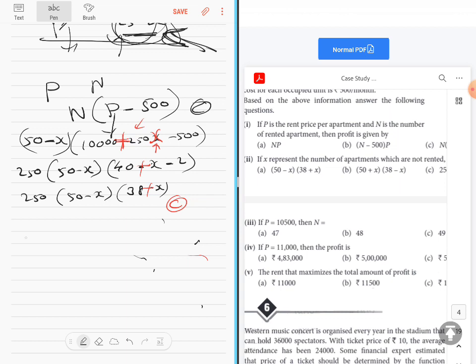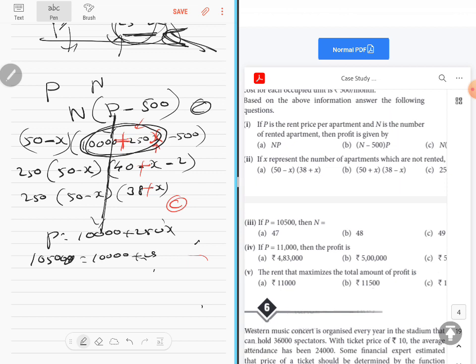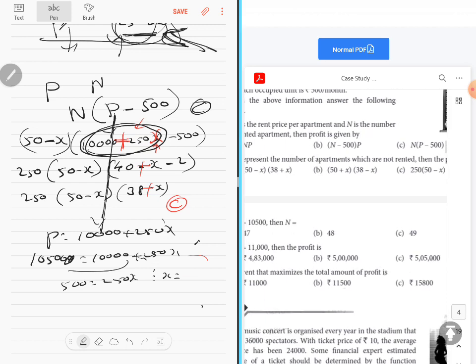So substitute it now. What does P stand for? The rent is 10,500. Then what is N? You can see P is nothing but 10,000 plus 250x. So since P is equal to 10,000 plus 250x, 10,500 is equal to 10,000 plus 250x, so 500 is equal to 250x, so x will be equal to 2.